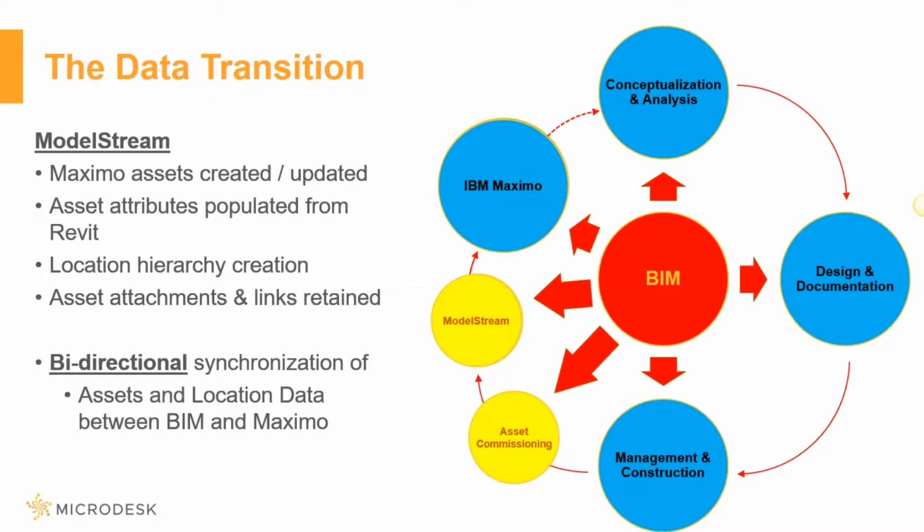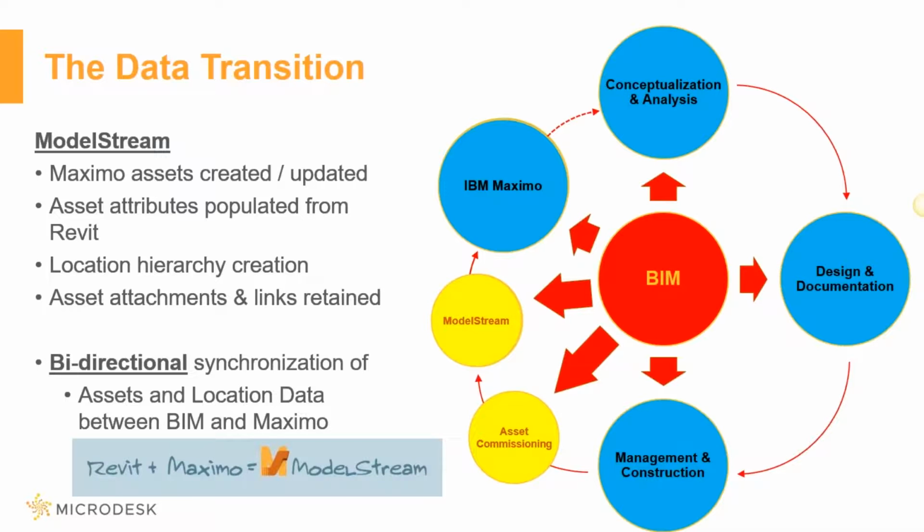So by having the Model Stream piece in there, which is the technology of the data transition period, now we're able to ensure that the operations has the information that it needs starting on day one of operations. And again, I'll show you some details as to how exactly that happens. So how do we get there?